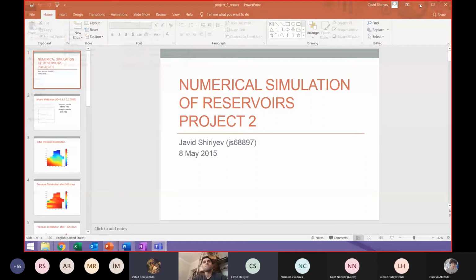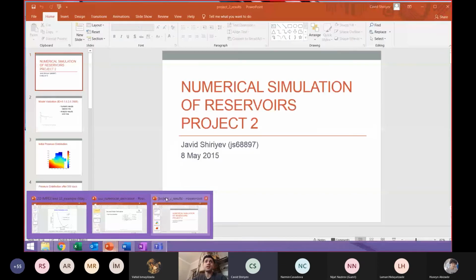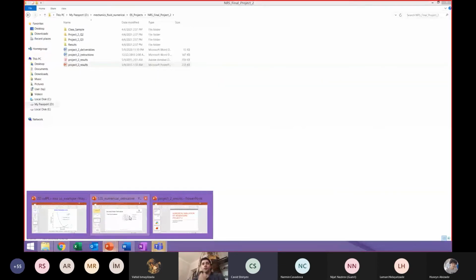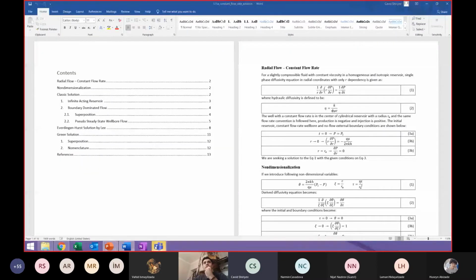No, it's fine. Okay, so let me start with first introducing the equation that we are going to solve numerically. For the single phase flow, we have this diffusivity equation that we need to solve in the radial coordinates. This is the general equation for the radial coordinate system, and this type of flow can best describe the flow around the wellbore.